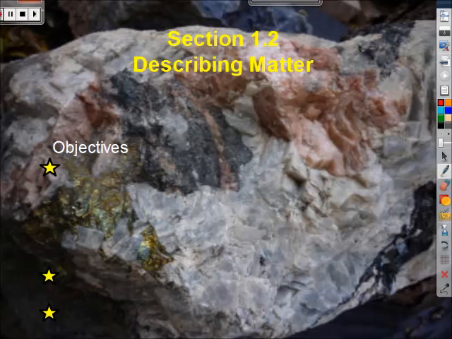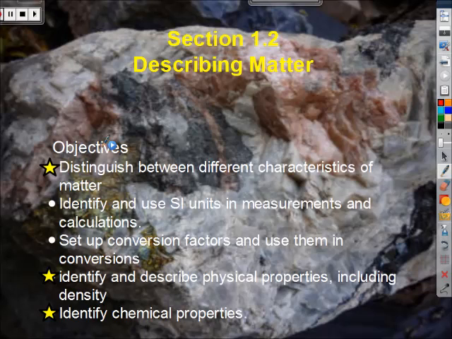We are talking today about Chapter 1. Going to continue covering Section 2 with describing matter. We've talked about SI units and conversion factors already. Today we're going to talk about characteristics of matter, including physical properties and chemical properties.